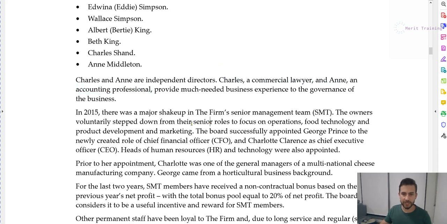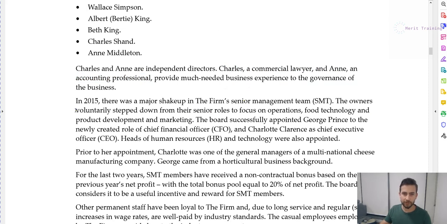In 2015, there was a major shake-up in the firm's senior management team. The owners voluntarily stepped down from their senior roles to focus on operations, food technology, and product development and marketing. Okay, I'll manually write in 2015 in my notes. The board successfully appointed George Prince to the newly created role of CFO, and Charlotte Clarence as CEO. Heads of human resources and technology were also appointed. So let's just copy this.